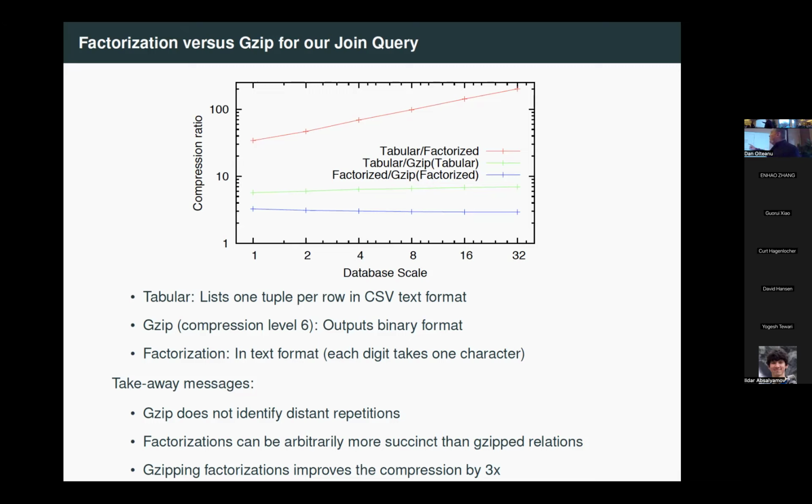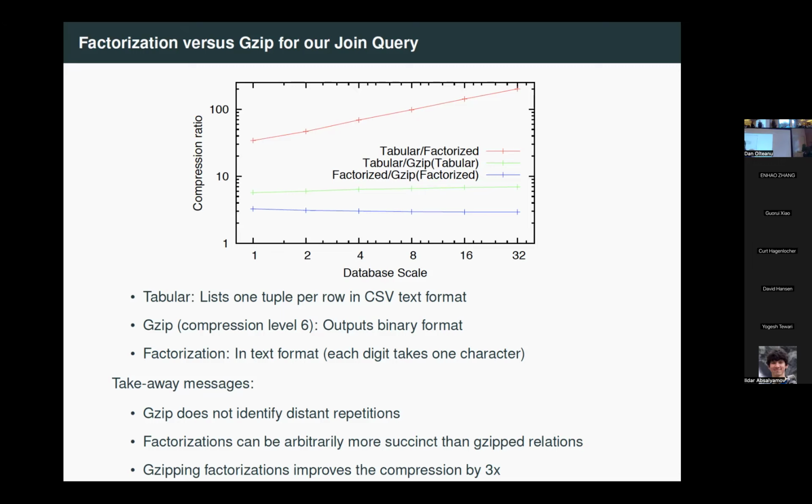So what we did is that we found a way to scale up the tiny example I showed you before. We introduced more pizzas, more orders, and so on and so forth. And then we said, let's see what is the size of our factorization versus if we would take the result of the query and just zip it. And we zip it with the best compression factor, which means essentially we allow gzip to use the most memory to find repetitions over a larger window. This is gzip compression level 6. And what we realize is that our compression ratio grows like this.